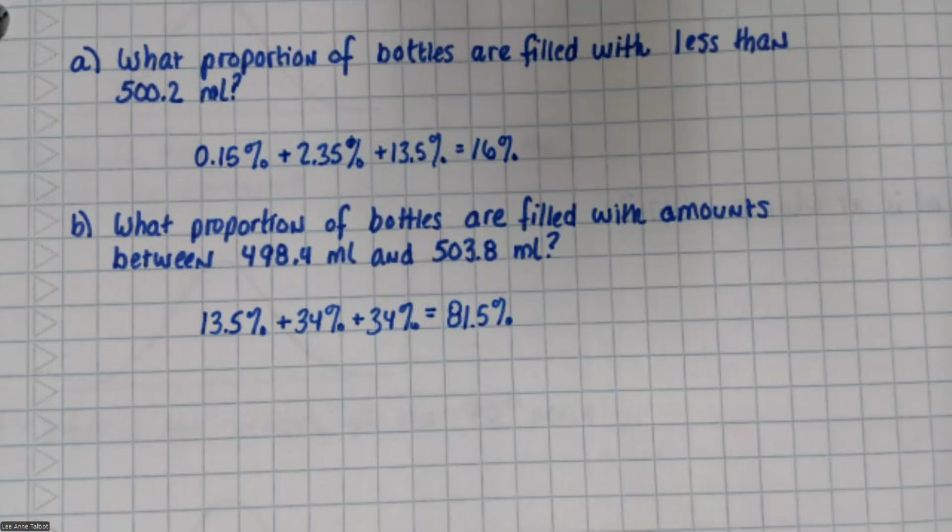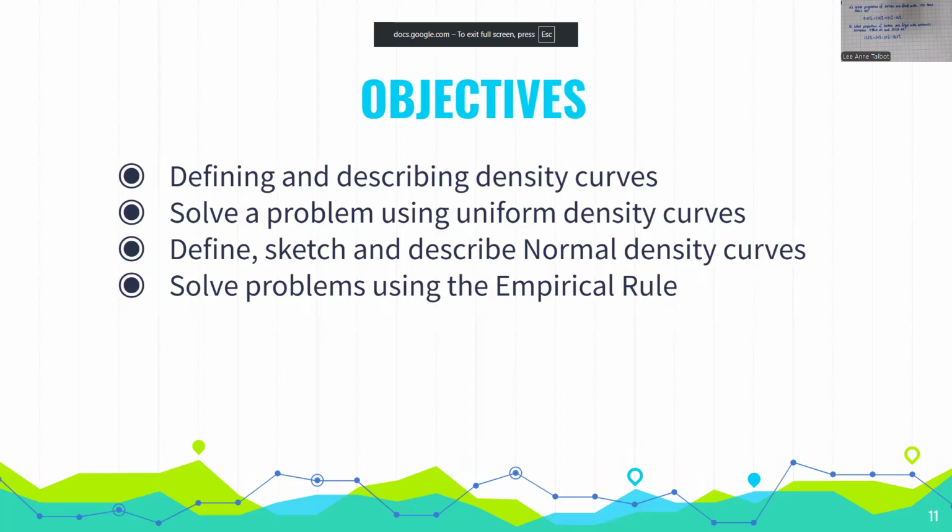Okay, last thing is my joke. Did we define and describe density curves and locate the mean, median, and mode? Yes. We solve a problem using uniform density curves. Define, sketch, and describe normal density curves. Solve problems using the empirical table. Look at us. Look at how much you learned today.